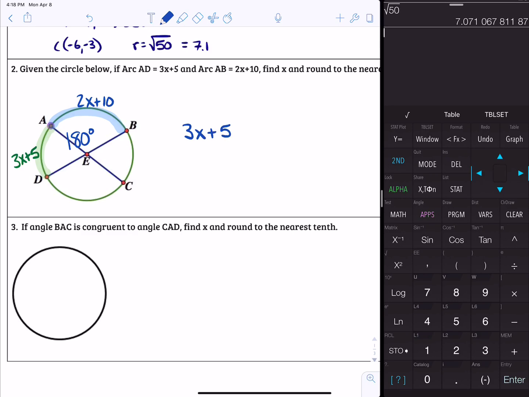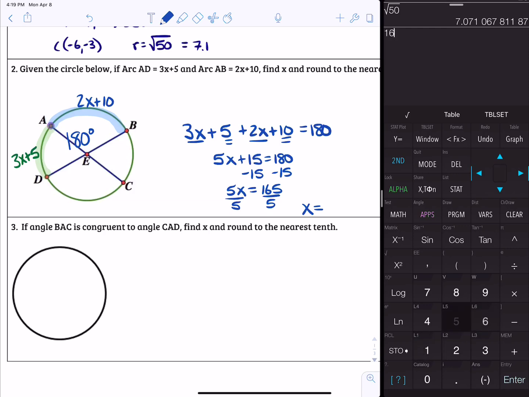All right, so 3x plus 5 plus 2x plus 10 would equal 180. And then combine like terms, so we get 5x plus 15 equals 180. We could subtract 15, so we get 5x equals 165. And then divide that by 5. And we get 33. We did not have to round that to the nearest tenth because there wasn't a decimal.